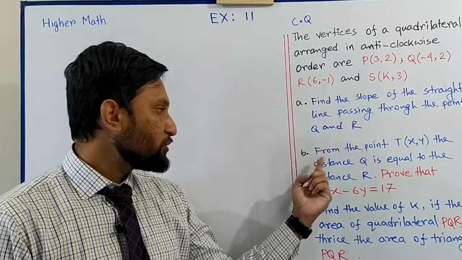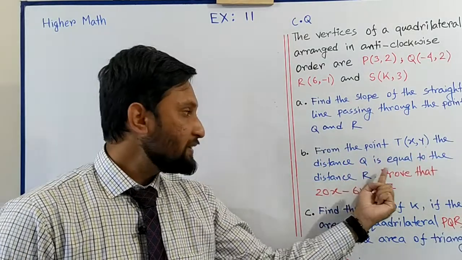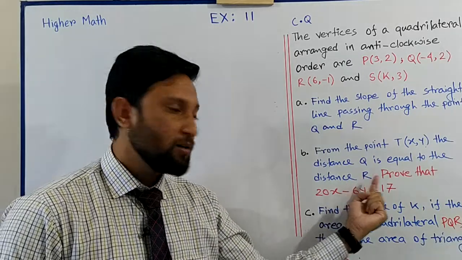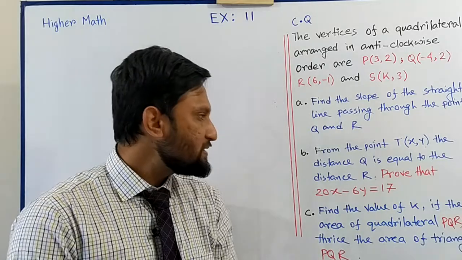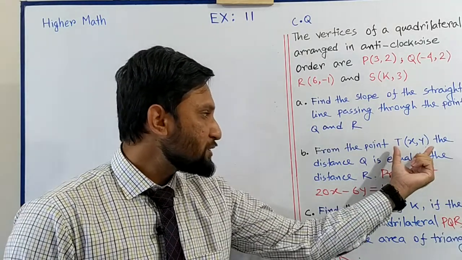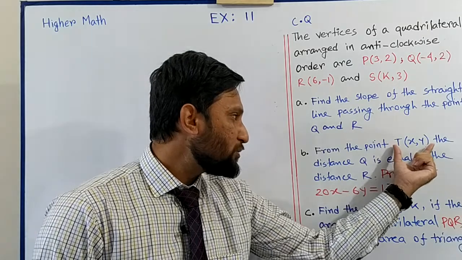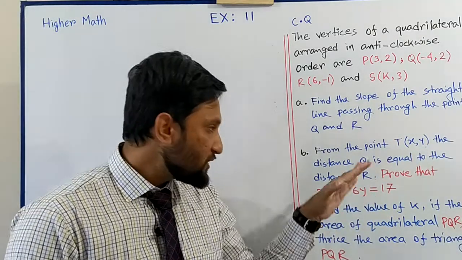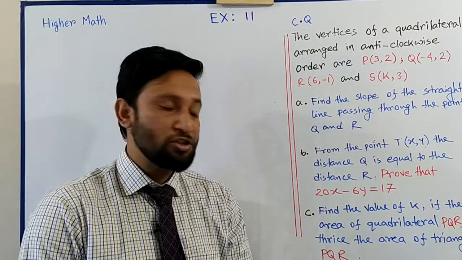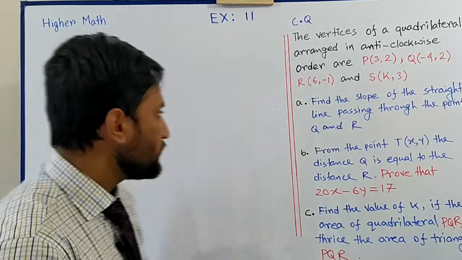Question B. The question is: from the point T(x, y) the distance of Q is equal to the distance of R. Prove that 20x minus 6y equals 17. That means according to the question, the distance from T(x, y) to Q is equal to the distance from T(x, y) to the coordinate point R. So by using this condition we can easily prove this equation. Now follow the process.